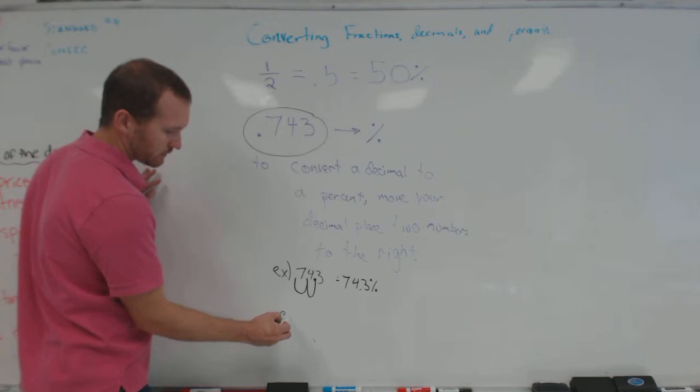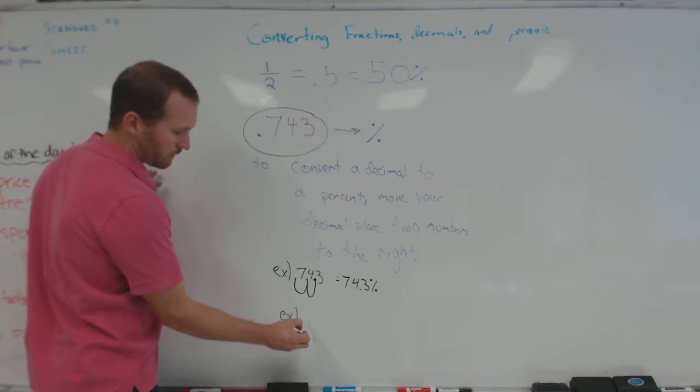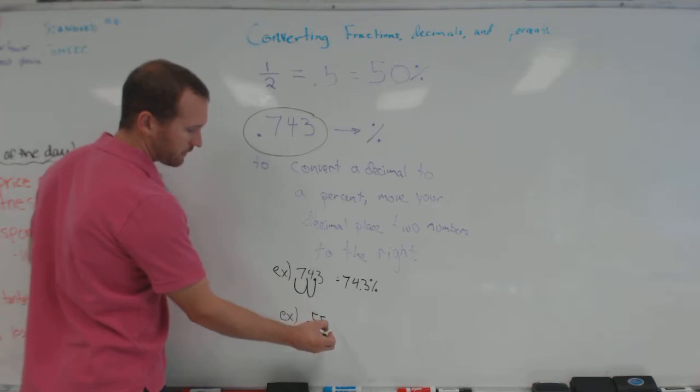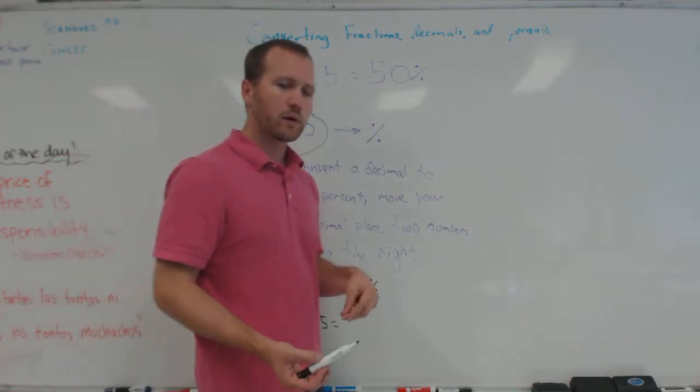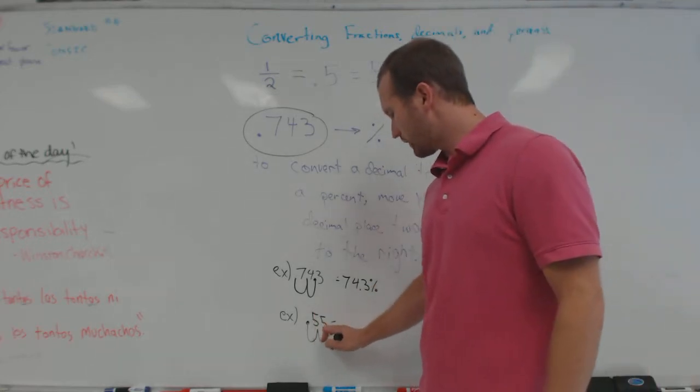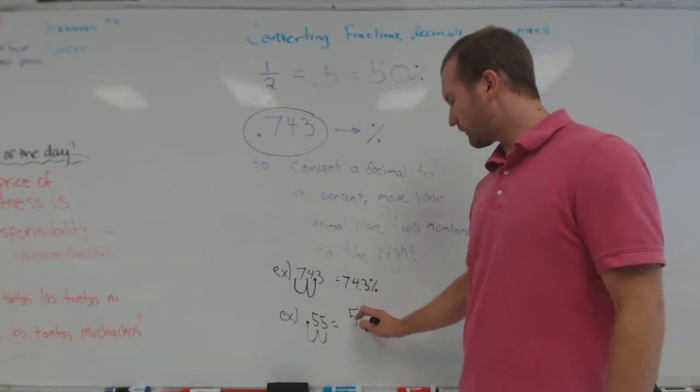Let's do a few more examples. What if I had 0.55? So I'm going to take my decimal place, I'm going to move it 1, 2, and I have 55%.